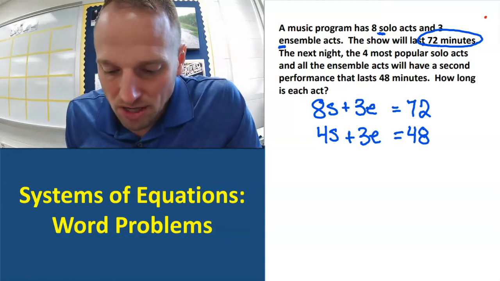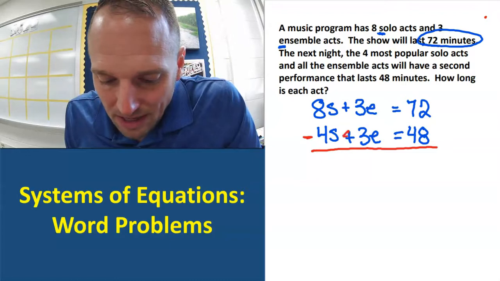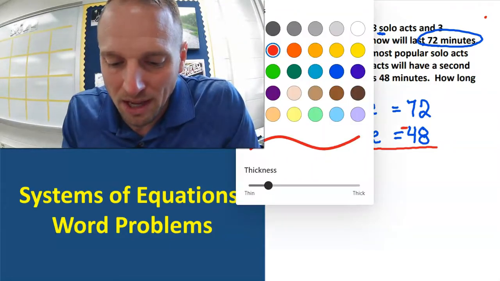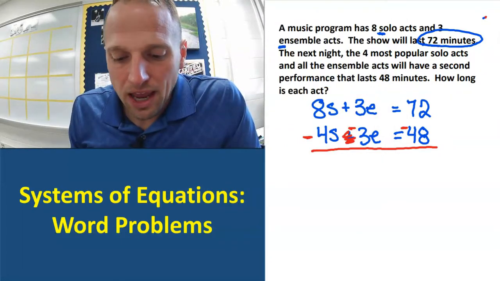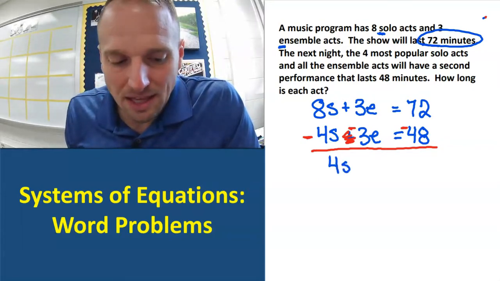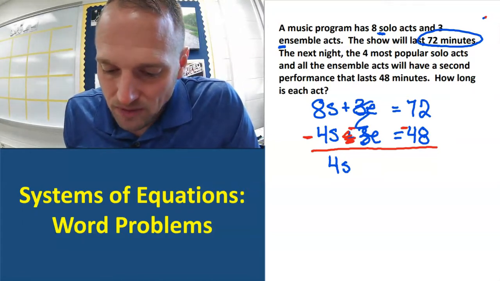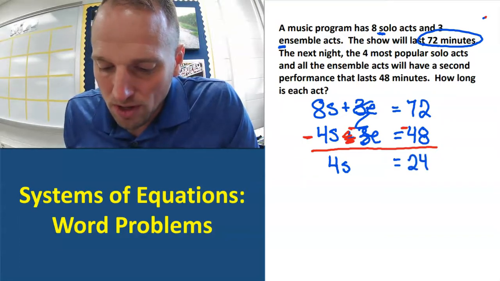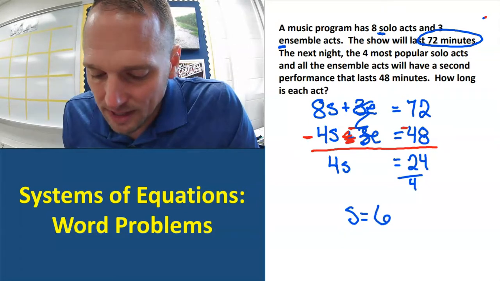So I'm going to change the signs on the bottom equation. Make that a negative 4s, a negative 3e, and a negative 48. And let's solve these. So 8s minus 4s is just going to be 4s. And the e's will cancel. They're eliminated. And 72 minus 48 is going to be 24. Divide by 4, and we're going to get s equals 6.